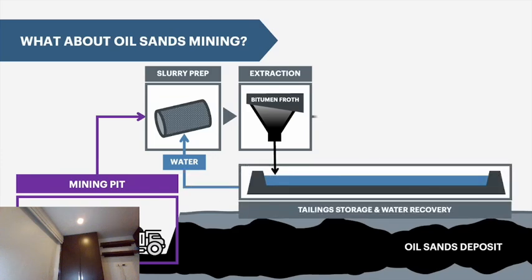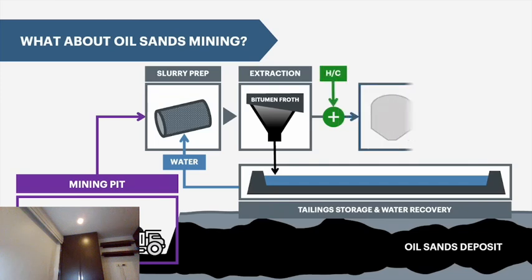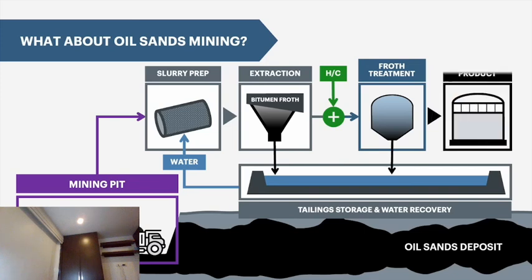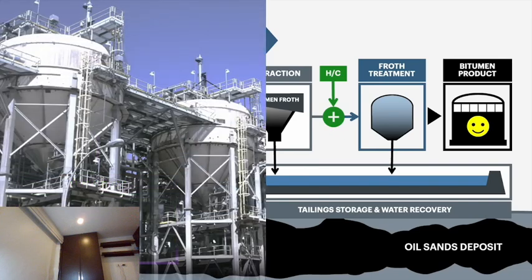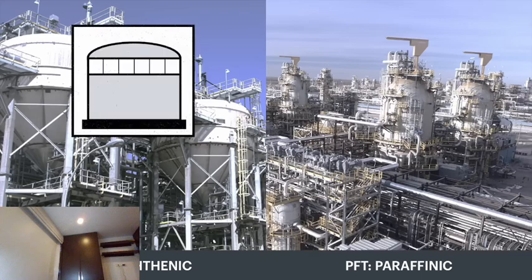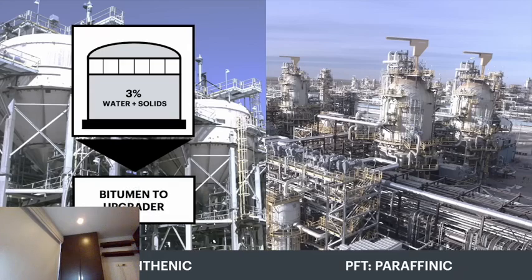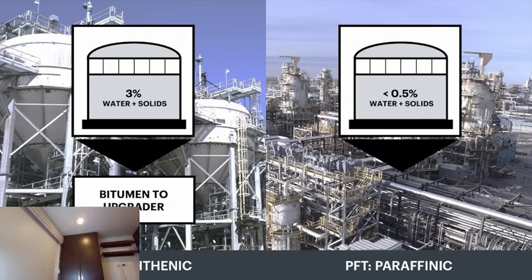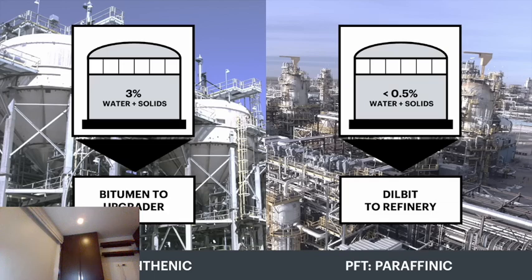Bitumen froth from extraction, which still contains a lot of water and fine solids, is then mixed with a light hydrocarbon, which reduces the viscosity of the bitumen, liberating most of the remaining fines and water, leaving behind a relatively clean bitumen product. There are two types of mining facilities, distinguished by the type of hydrocarbon used to clean the bitumen froth: the original naphthenic facilities and the newer paraffinic facilities. NFT bitumen has way too much water and solids to be pipelined very far, so that bitumen goes to a nearby upgrader. However, PFT bitumen is very clean, so it's typically diluted with condensate and sold directly to a refinery without being upgraded.